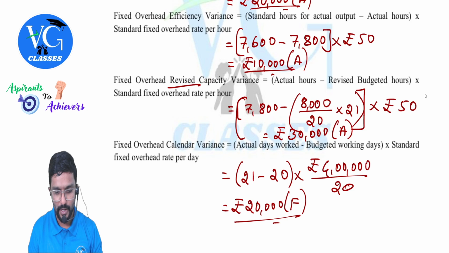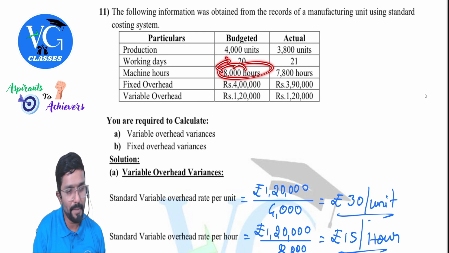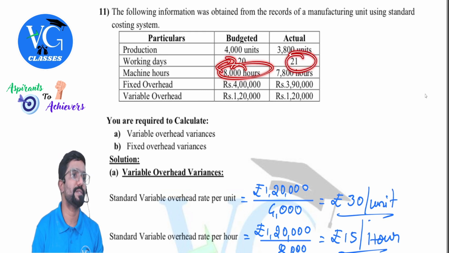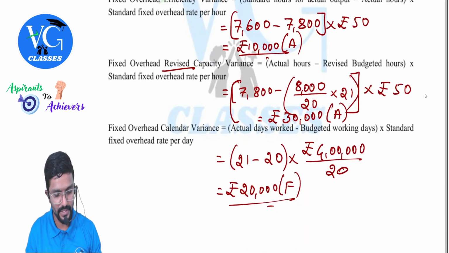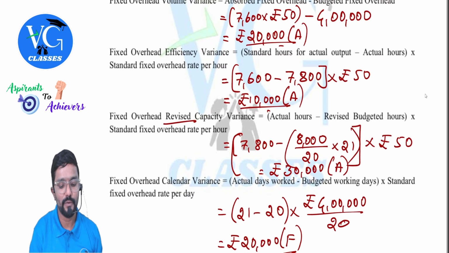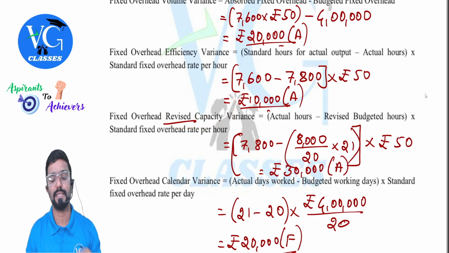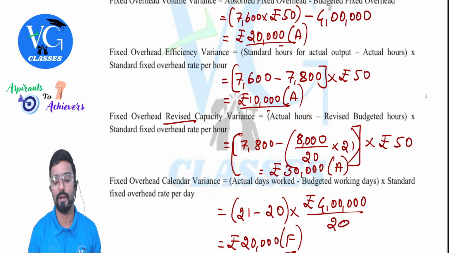So let me show it here. How do we calculate it, sir? Simple. Listen. Budgeted hours divided by budgeted days into actual days. So you can see, I will show the calculation. In this question, calendar variance is there. That is actual minus budgeted into standard rate per day. So we are calculating capacity as revised capacity. So what is the formula, sir? Actual hours minus revised budgeted hours into standard rate per hour. So how do we get the revised budgeted hours? 8,000 budgeted hours divided by budgeted days into actual days.